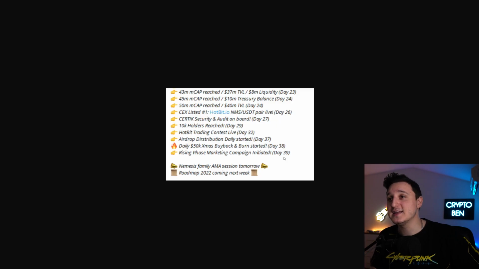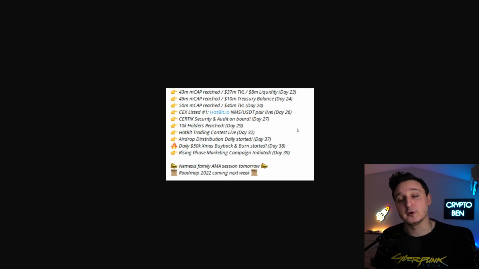So if you continue, this is their achievement map. Basically we have here 43 million market cap reached, 37 million total value locked. Then a 45 million market cap reached, 10 million treasury balance. That was at the 24th day. Then we got 50 million market cap, 40 million total value locked here. Then we got a CEX listing here from Hotbit. So Hotbit did list this token. You can of course buy this token on Hotbit if you want.